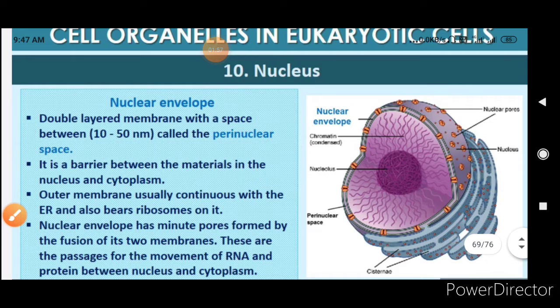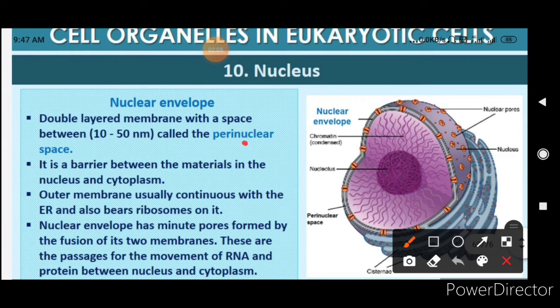Now when we are talking about nuclear envelope, it is a double layered membrane with a space between 10 to 15 nanometer called the perinuclear space. It is a barrier between the materials in the nucleus and the cytoplasm. Outer membrane usually is continuous with the ER and also bears ribosomes on it, because we know that protein synthesis is done by ER.